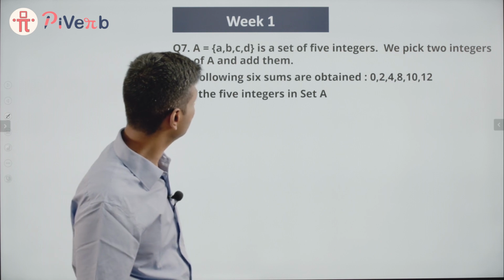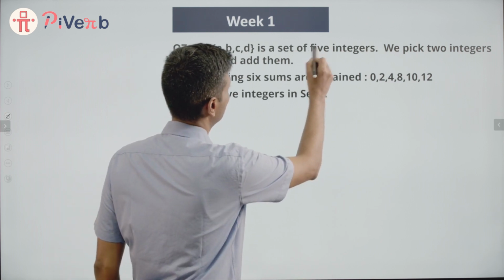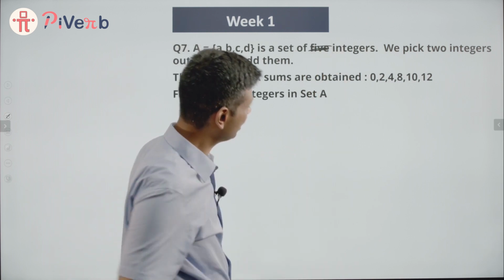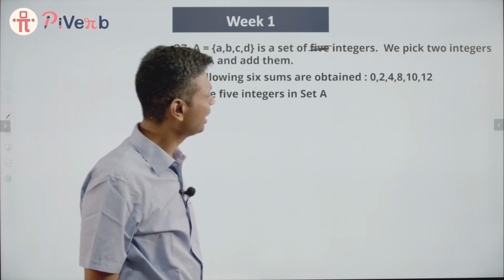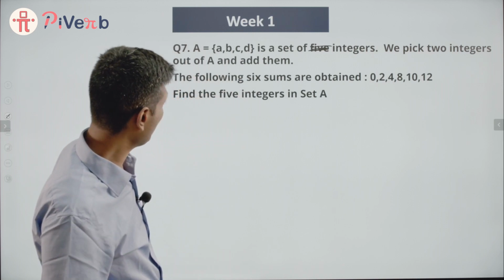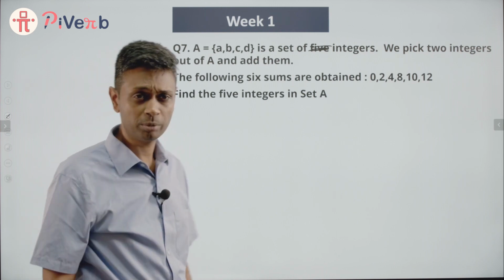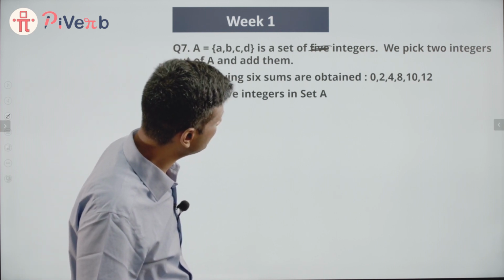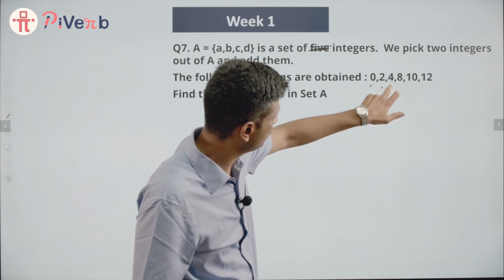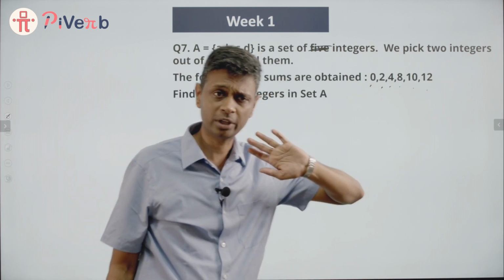A, B, C, D is a set of 4 integers. Remember, these are integers, so they can be positive or negative. We pick 2 integers out of the set and add them. The following 6 sums are obtained: 0, 2, 4, 8, 10, 12. So 6 different sums are obtained.